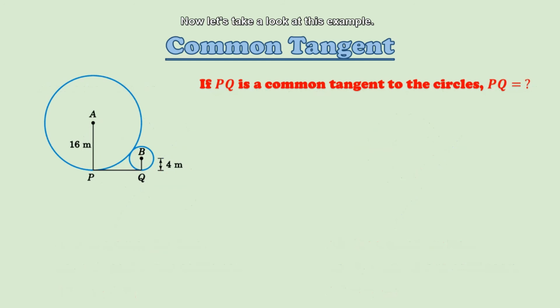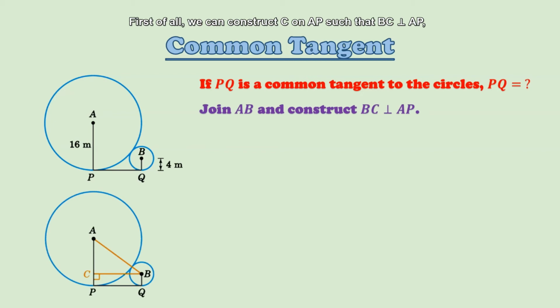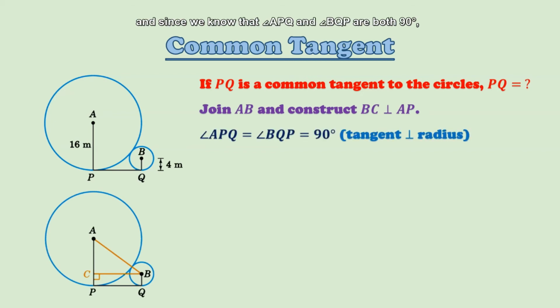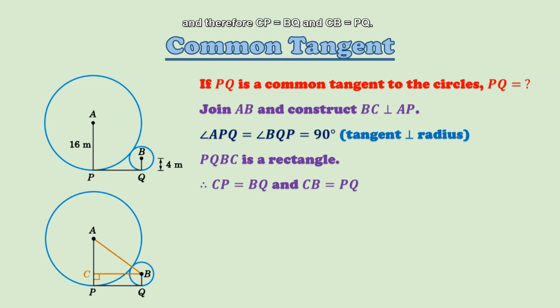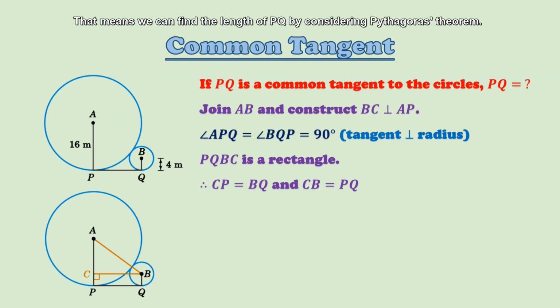Now let's take a look at this example. In this figure, PQ is a common tangent to the circles, and we need to find the length of PQ. First of all, we can construct C on AP such that BC is perpendicular to AP. And since we know that angle APQ and angle BQP are both 90 degrees because of tangent perpendicular to radius, we should know that PQBC is a rectangle, and therefore CP should be equal to BQ and CB should be equal to PQ. That means we can find the length of PQ by considering Pythagoras' theorem.